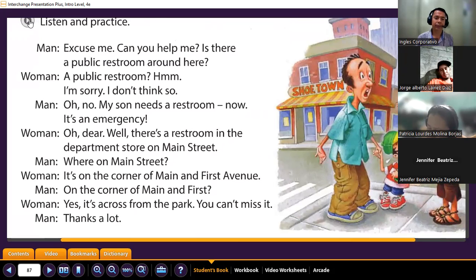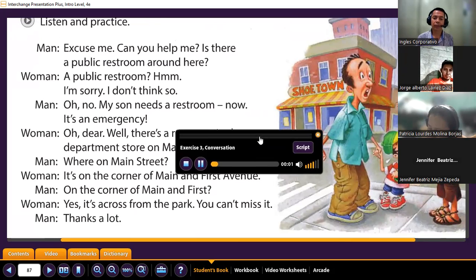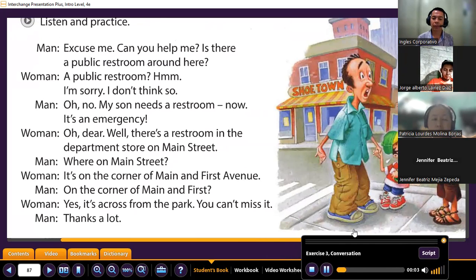Okay, here. Page 87, exercise 3, conversation. It's an emergency. Listen and practice.